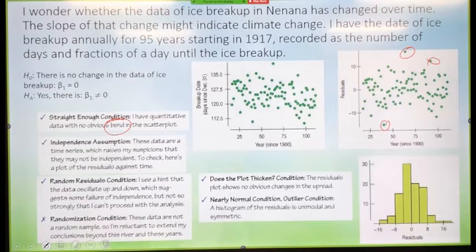Randomization condition: again, we said this is not random. We're just taking all the years as they come. Does the plot thicken? The residual plots show no obvious changes in the spread. Looks pretty even. And then nearly normal model: no outliers. Looks like a normal model, not very skewed. We're good to go.